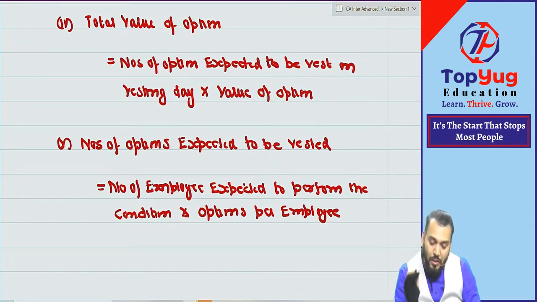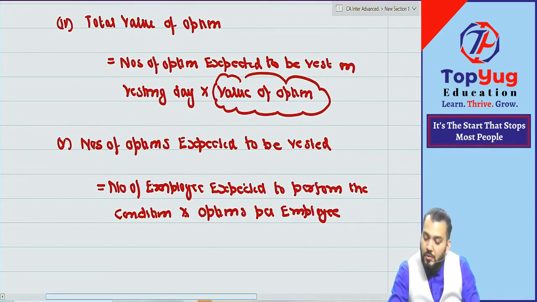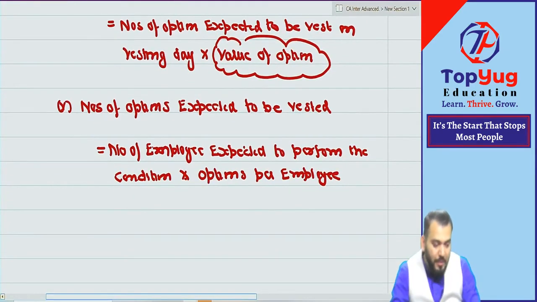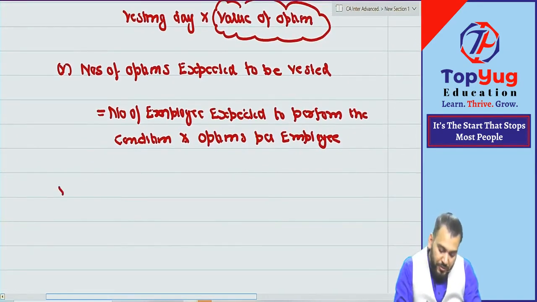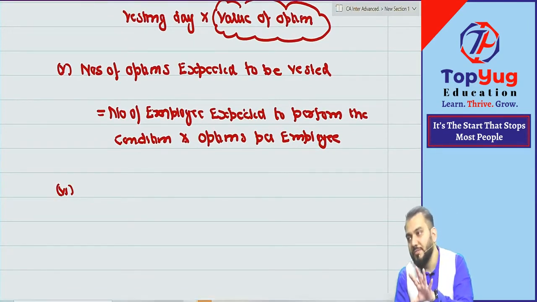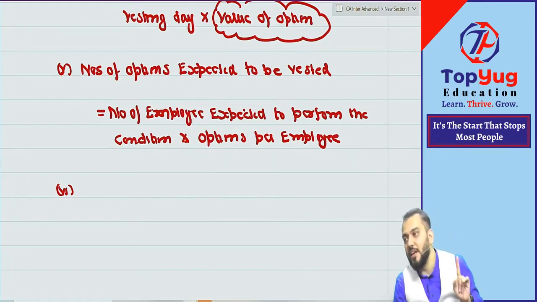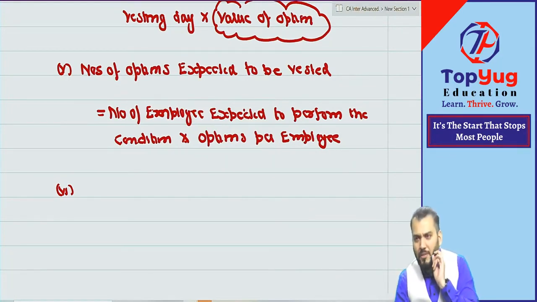Understood? Now only one thing, I need to just explain value of options now. So write down the next point, point number 6. Correct. Now, value of option will be either fair value of option or intrinsic value of options. Right now we have discussed only about intrinsic value of option. Correct.